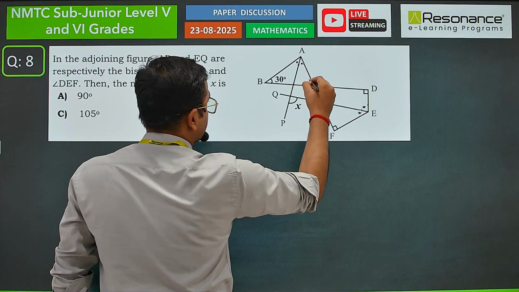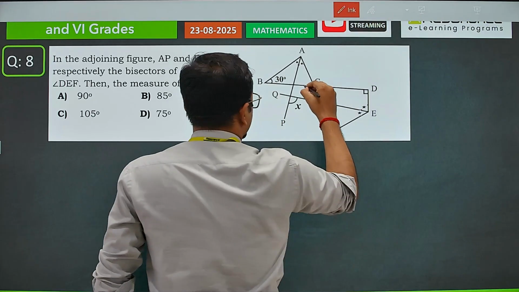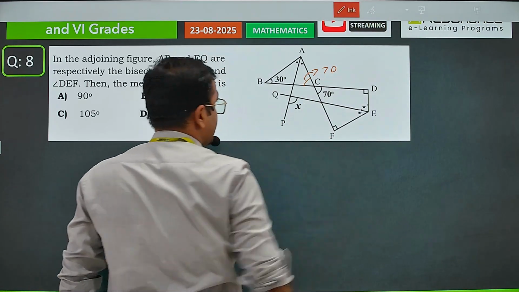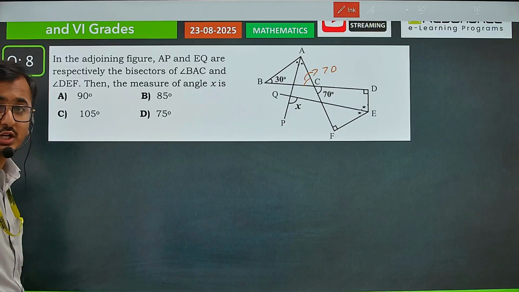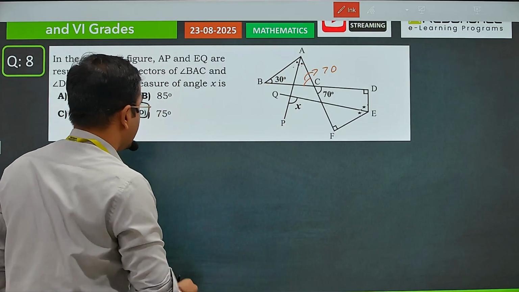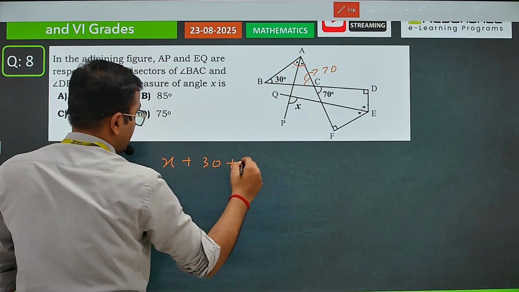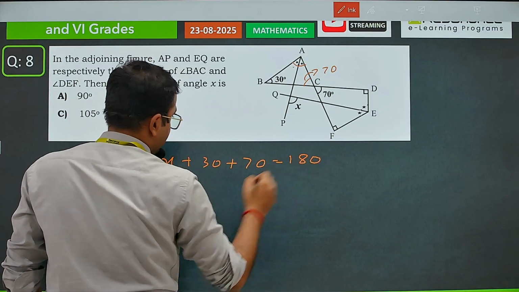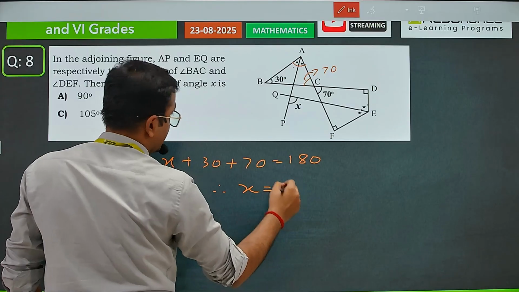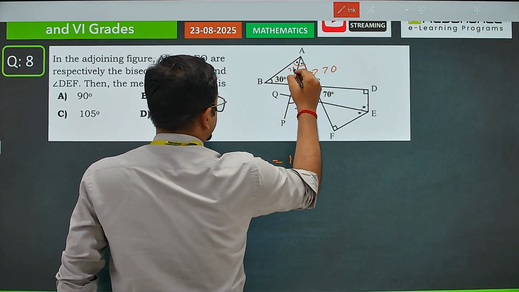So first, this angle gives us 70, because of the vertically opposite angle. Now these 2 angles are remaining. These 2 angles will be equal. So let me take that complete angle as x. So x plus 30 plus 70 should give us 180. Therefore, x should be 80. Therefore, individually, how much are they?